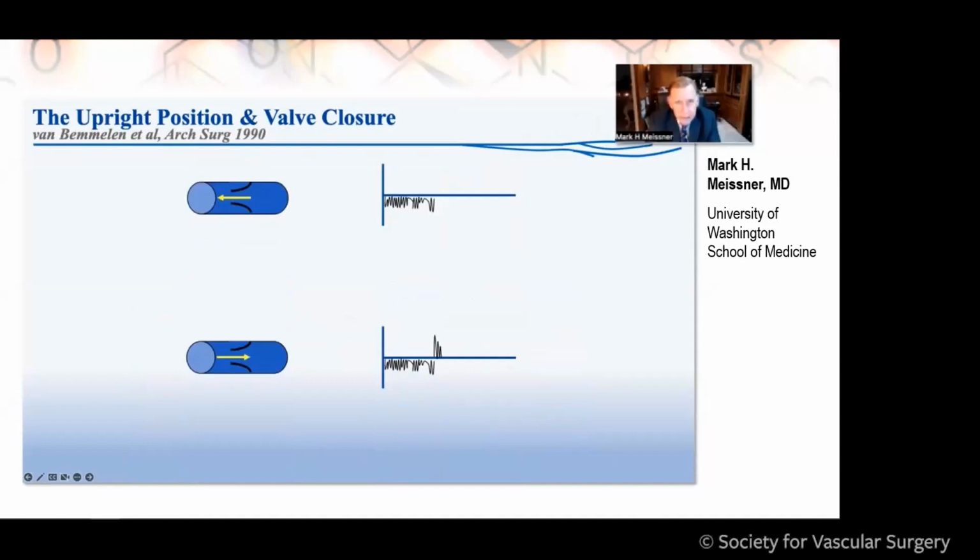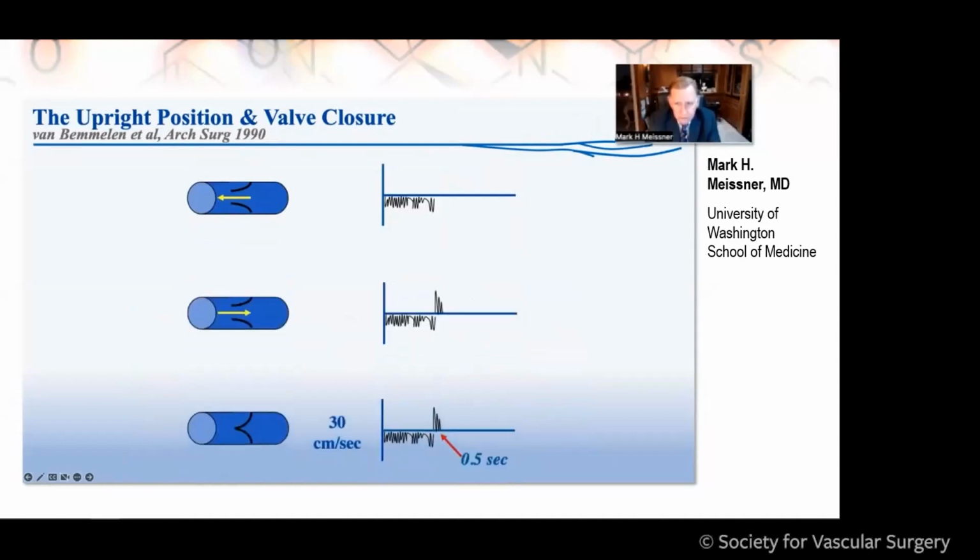As this pressure gradient gradually increases, there is initially a short period of retrograde flow or reflux until the gradient becomes sufficient to cause valve closure. More than simply cessation of antegrade flow, valve closure requires retrograde flow of sufficient velocity to completely coapt the cusps. The velocity required to ensure complete valve closure appears to be 30 centimeters per second.